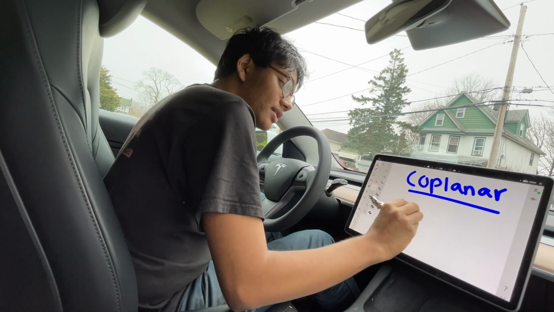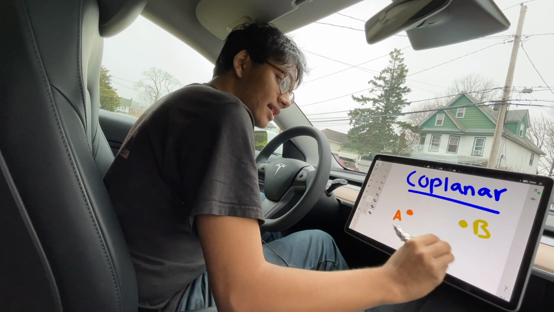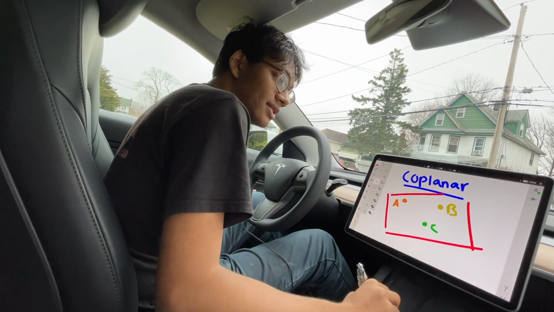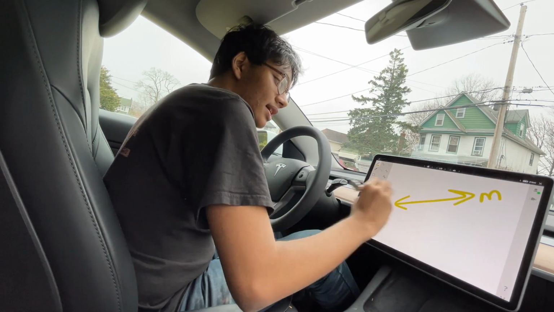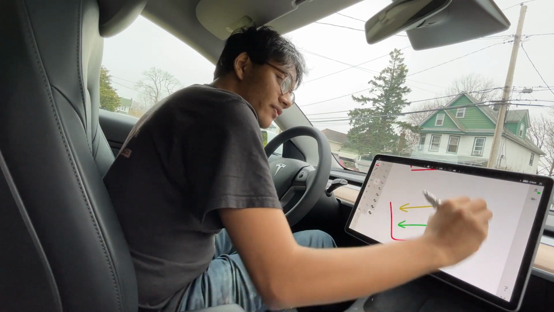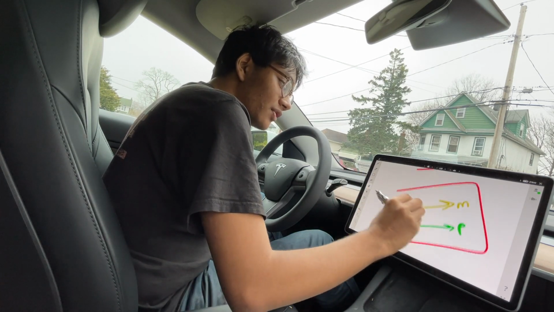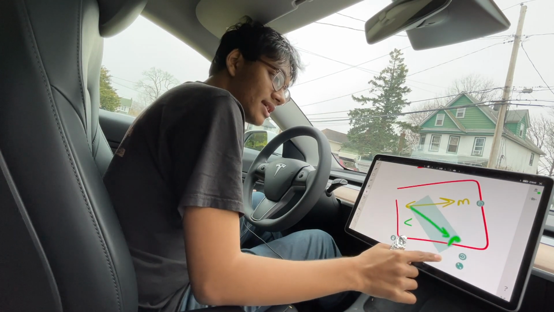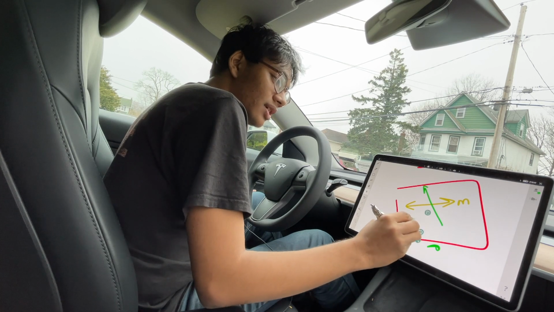So let's say I got some points up here. Let's say here's a point A, and here's another point B, and here's another point C. Well, I can say that these 3 points are coplanar. I can draw a plane that contains these 3 points. You can also have coplanar lines, right? If I have this line, let's call it line M, and I have another line, let's call it line P, well, I can draw a plane that contains both of these lines, right? So these 2 lines are coplanar. Even if I go ahead and select this second line and rotate it, boom, these 2 lines are still coplanar, right?